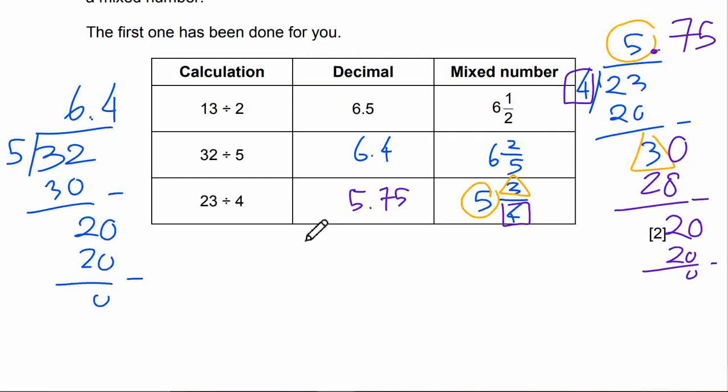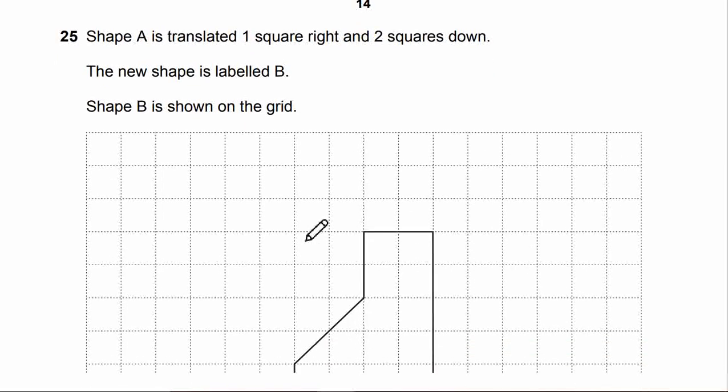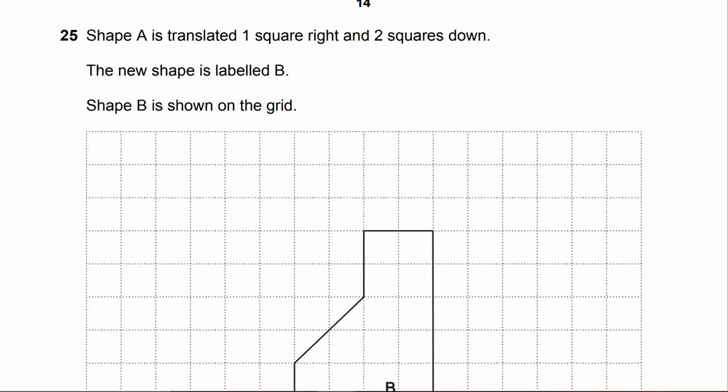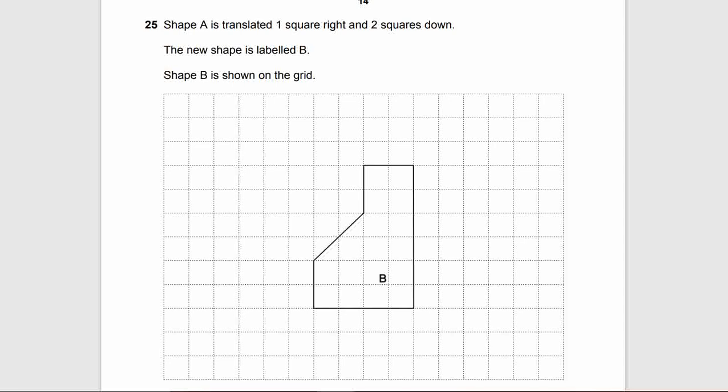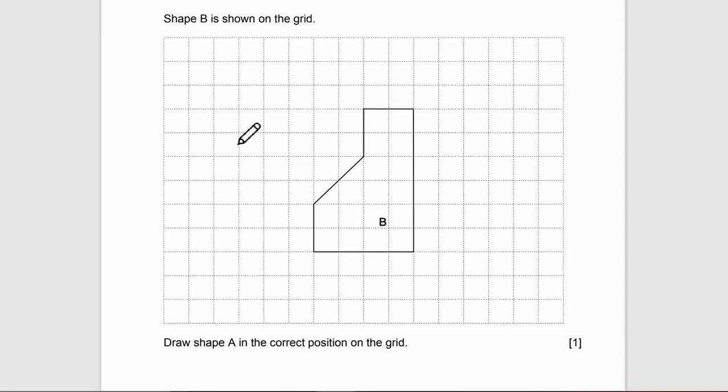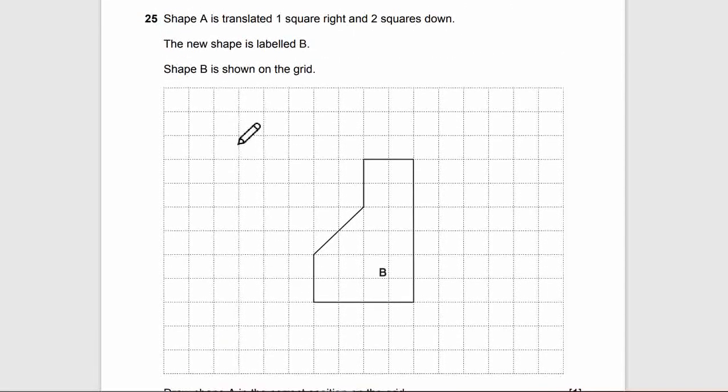Well, let's see the next number, number 25. Shape A is translated 1 square right, 2 squares down. The new shape is labeled B. Shape B is shown on the grid. Draw shape A in the correct position on the grid.